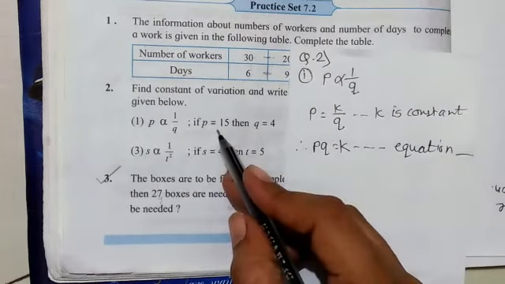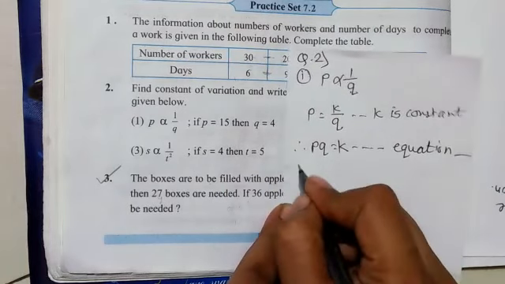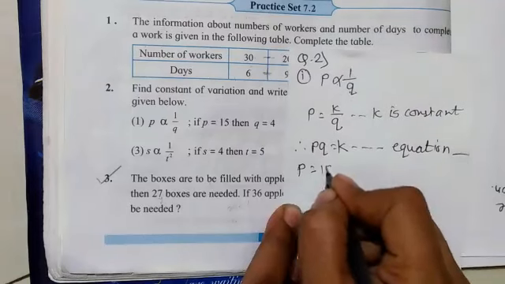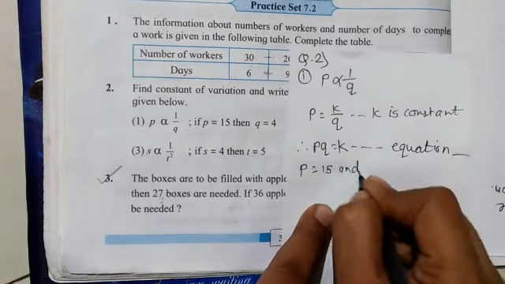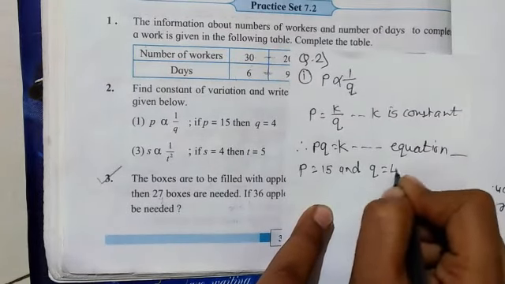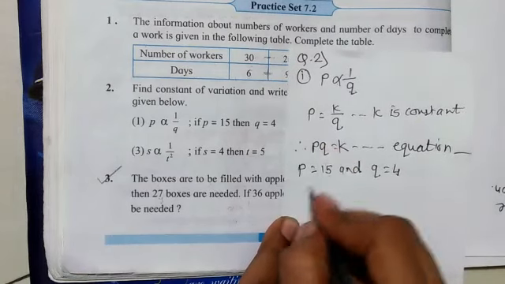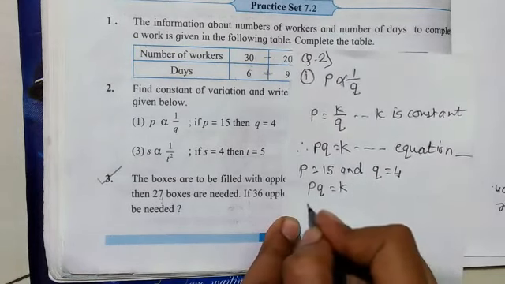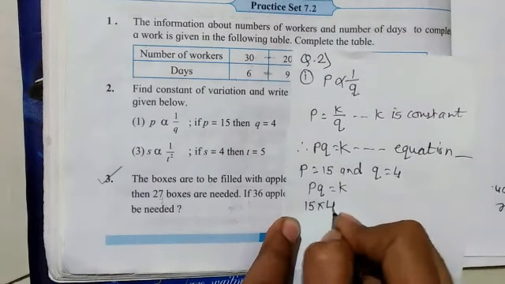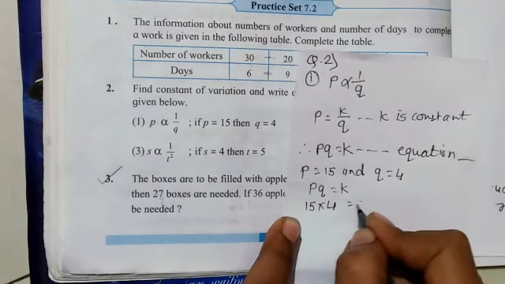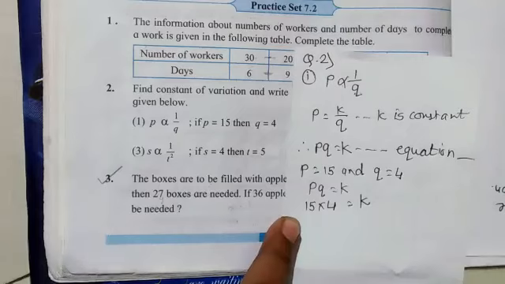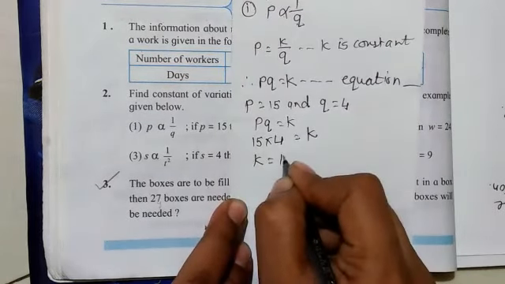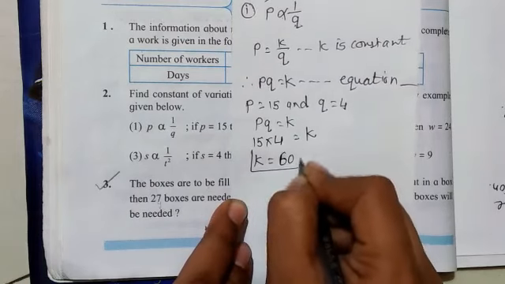Now, as they have given us the values, P is equal to 15 and Q is equal to 4. So, put these values into the equation. PQ is equal to K. Multiplication, 15 into 4 is equal to K. So, K is equal to 60.